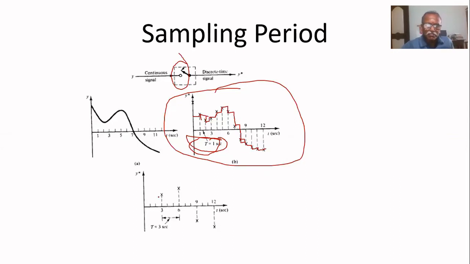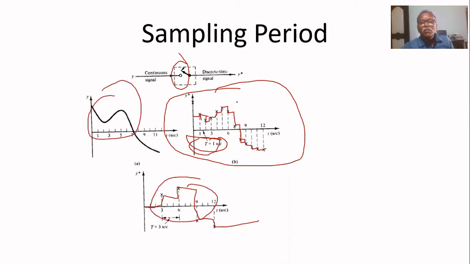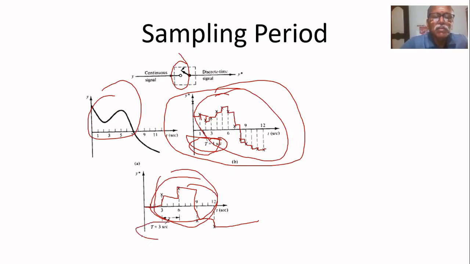If you decrease the sampling rate, what is the signal we are getting? If you do a zero order hold, this is the signal. There is no resemblance between this signal and this signal. And this somewhat resembles to some extent, but this is not at all resembling, because of very poor sampling period. Here sampling period is 3 seconds. Here sampling period is 1 second. If you increase the sampling period, getting back that original signal is not at all possible.